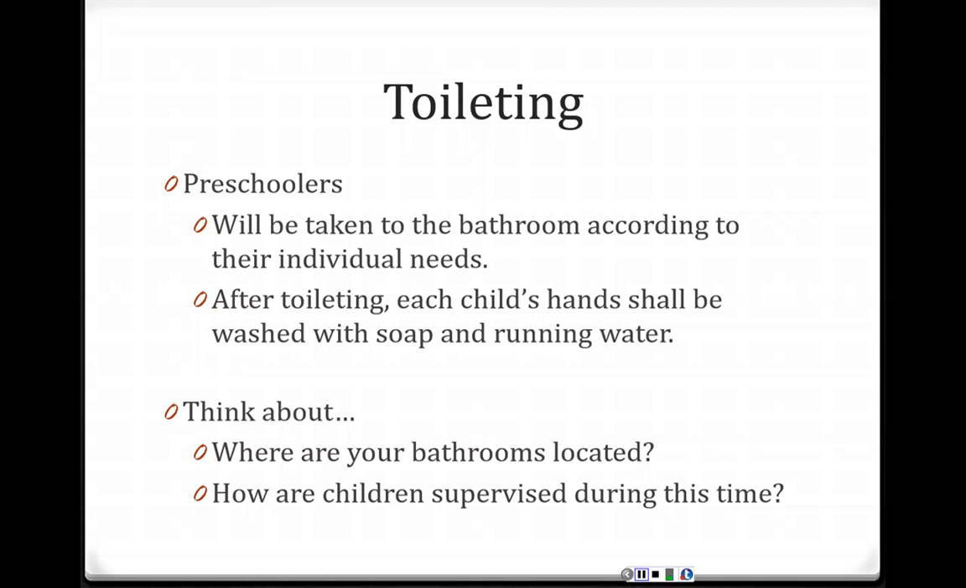Something to think about as you're thinking about your new position is, where are your bathrooms located for the children? How are children going to be supervised during their bathroom time? What is the plan for that? How does your center handle that?